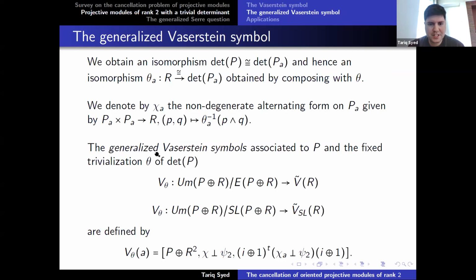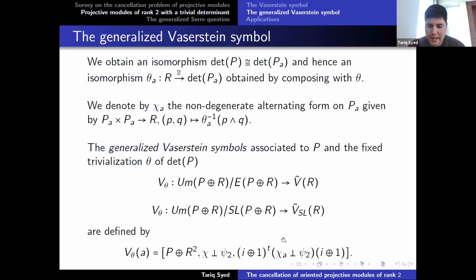We simply want to compare these alternating forms in a way. So we define the generalized Waserstein symbols associated to P and this fixed trivialization theta, this isomorphism from R to the determinant of P, which are defined on these orbit spaces, which go to this group V tilde of R, and a second one on this orbit space, which will map to V tilde SL of R. And then we consider the formal difference. So we consider P plus R2. We can consider chi and the orthogonal sum with psi2, which is an alternating matrix on R2, and hence we can interpret it as a non-degenerate alternating form on R2.